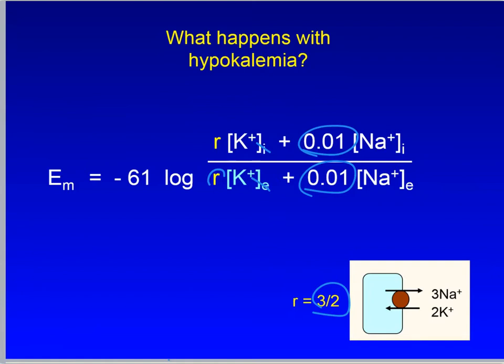In hypokalemia, extracellular potassium concentration drops, and the ratio therefore increases. And when you multiply by minus 61, the resting membrane potential becomes even more negative.